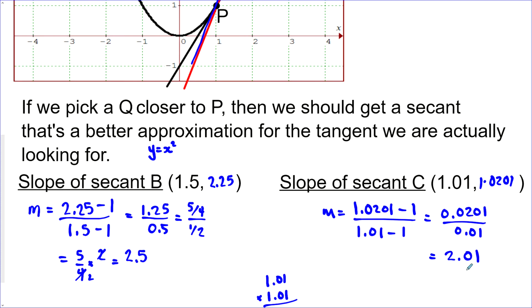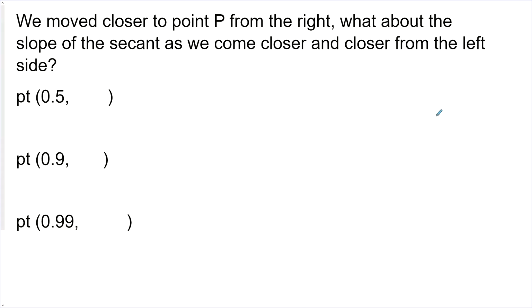Now some students ask, well, why didn't I just jump to this right away? It's because I wanted to see a pattern. I wanted to see it getting closer and closer to something. If I just jumped straight to this one, then I wouldn't know if it was moving away from the 2 or moving towards it. So I'm trying to get a good pattern here to analyze. We moved closer and closer to P from the right.